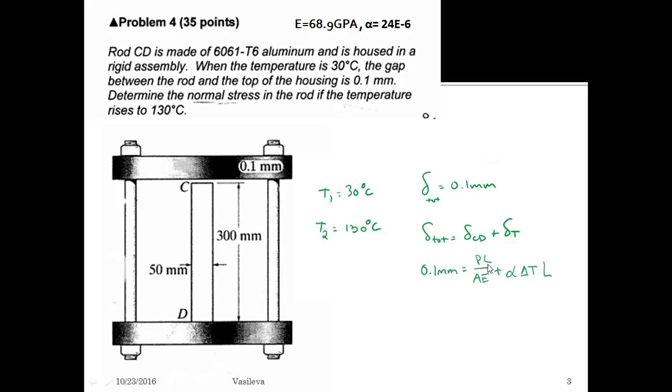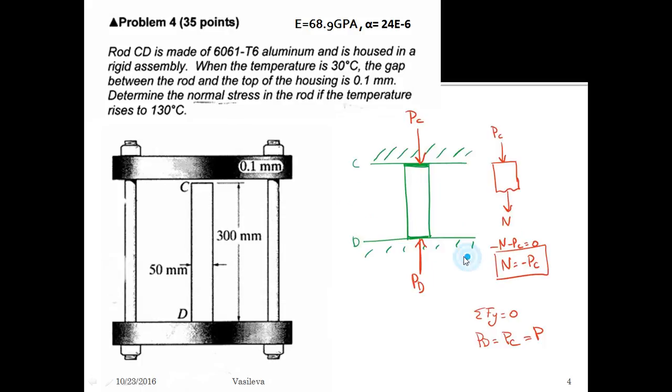So what do we know? We know the length, we know the area, we know E, we're given alpha, we know delta T, and we know L. So the only thing that we need to determine is P, right? Because we're looking for a normal stress. That's our end goal. And for a normal stress, we need that force P.